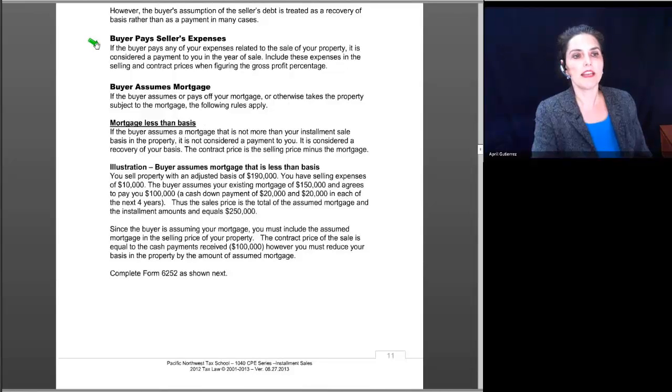If the buyer pays any of your expenses related to the sale of your property, it is considered a payment to you in the year of sale. Include these expenses in the selling and contract prices when figuring the gross profit percentage.